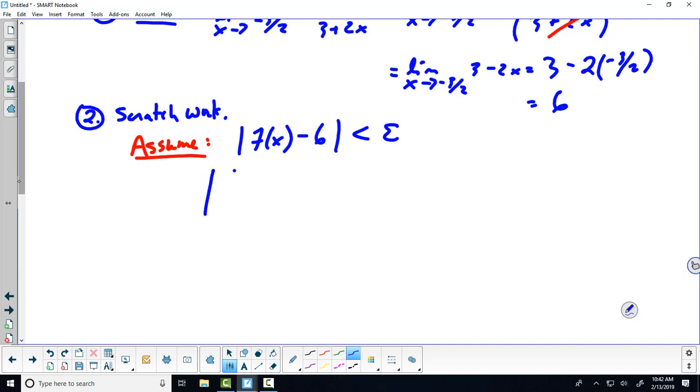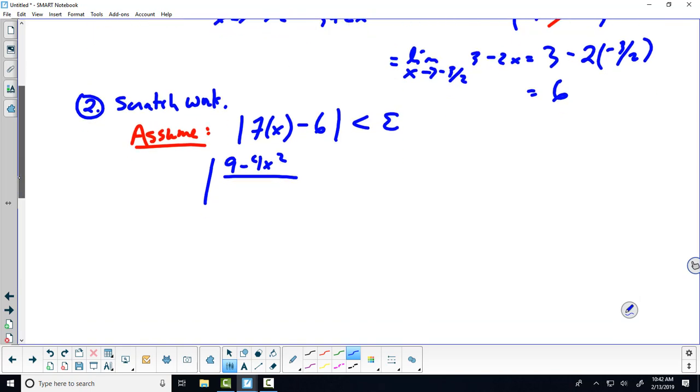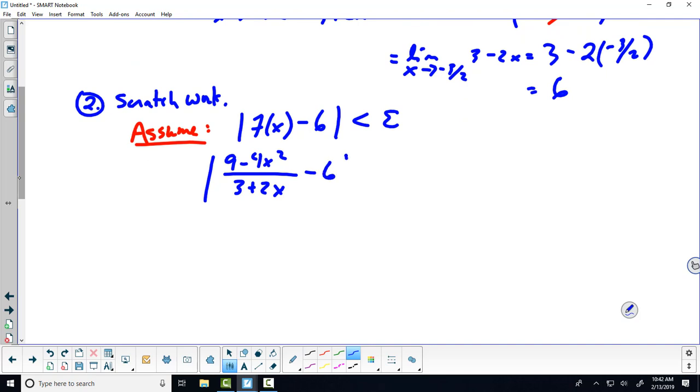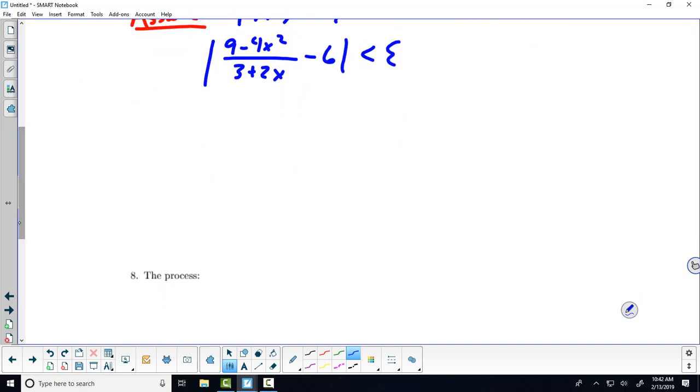That gives us the absolute value of (9 minus 4x squared) all over, what is our denominator? 3 plus 2x, thank you, minus 6. If this is less than epsilon, then what do we end up with? Again, I'm going to run out of room on this. We would just have 3 minus 2x minus 6 after we do the canceling. So I've got factor and cancel. That's what we'd be left with, which gives us the absolute value of negative 3 minus 2x is less than epsilon.